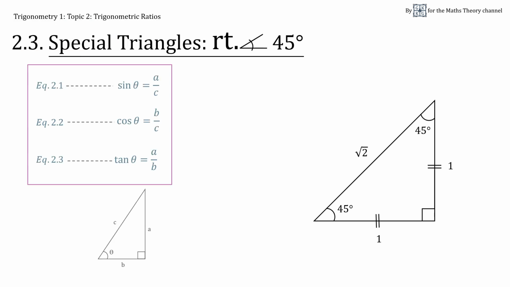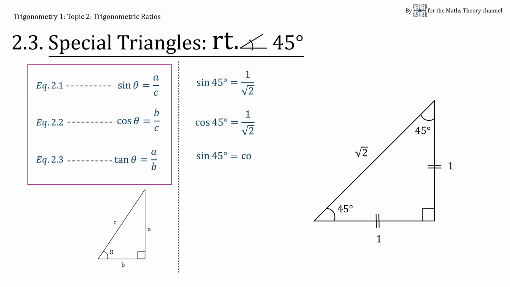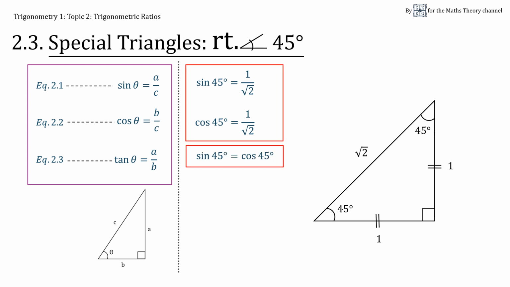So again, we've listed equations 2.1, 2.2, and 2.3 for ease of reference. The sine of 45 degrees is opposite over hypotenuse, being here 1 over root 2. The same is observable for cos 45. So we can say that sine 45 is equal to cos 45. This is a very important relationship to note. Finally, the tangent value of 45 degrees can be easily read off as 1 over 1, being just 1.